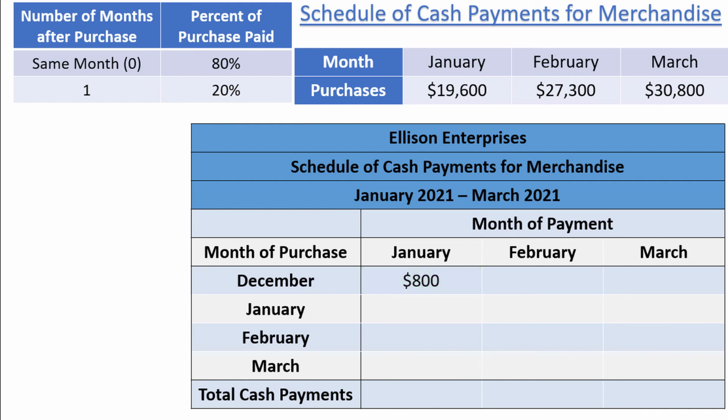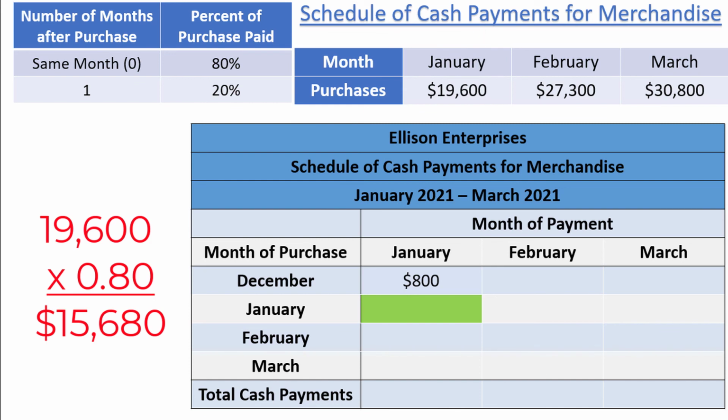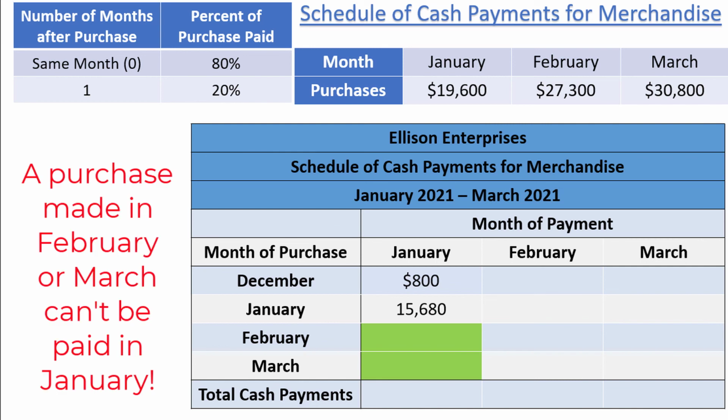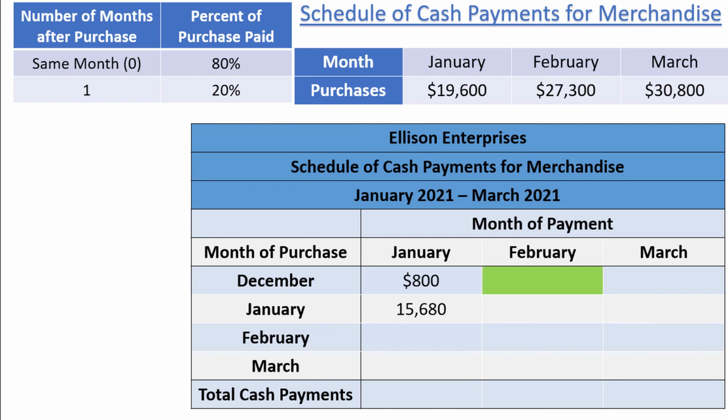Next, we need the January purchases that will also be paid in January. Our table tells us that 80% of merchandise purchases are paid for in the month of the purchase. So 80% of $19,600 from the January purchases will also be paid in January, which comes to $15,680. Any purchases in February or March can't be paid in January, lest we break the space-time continuum, so we will leave them blank.